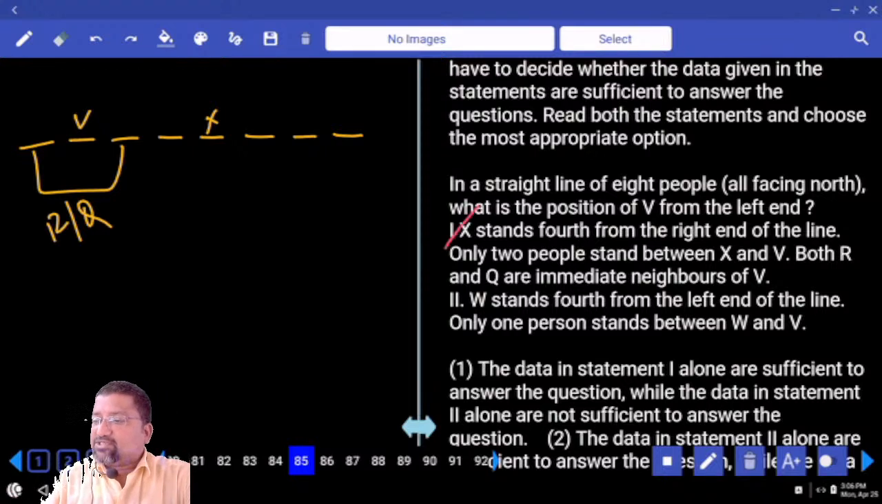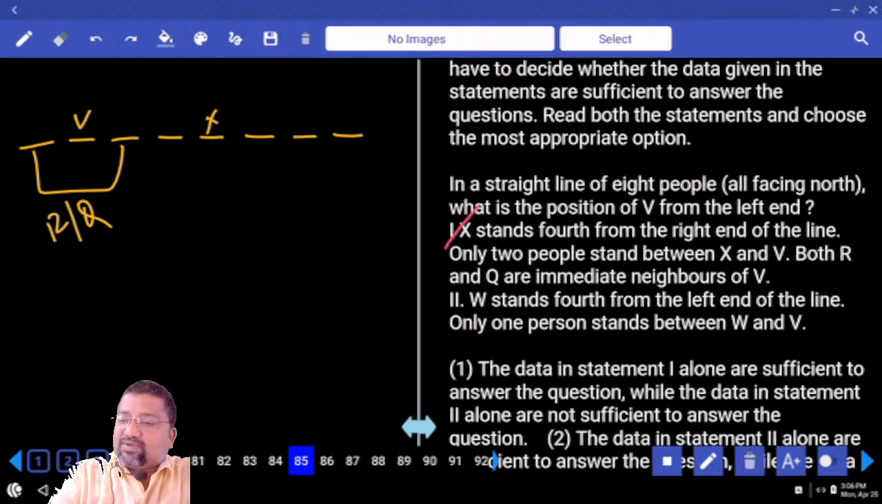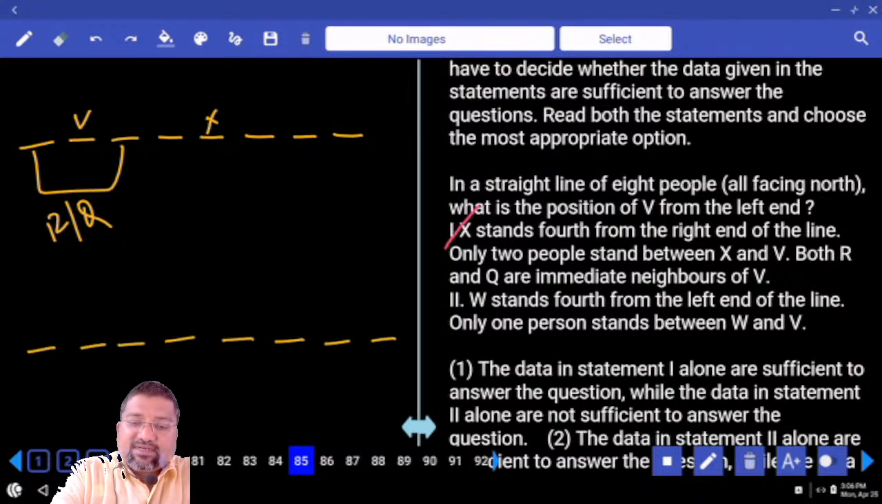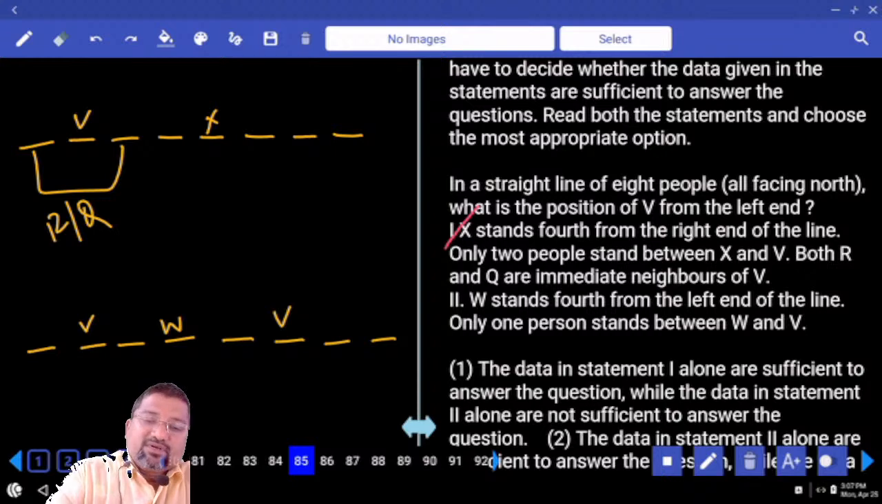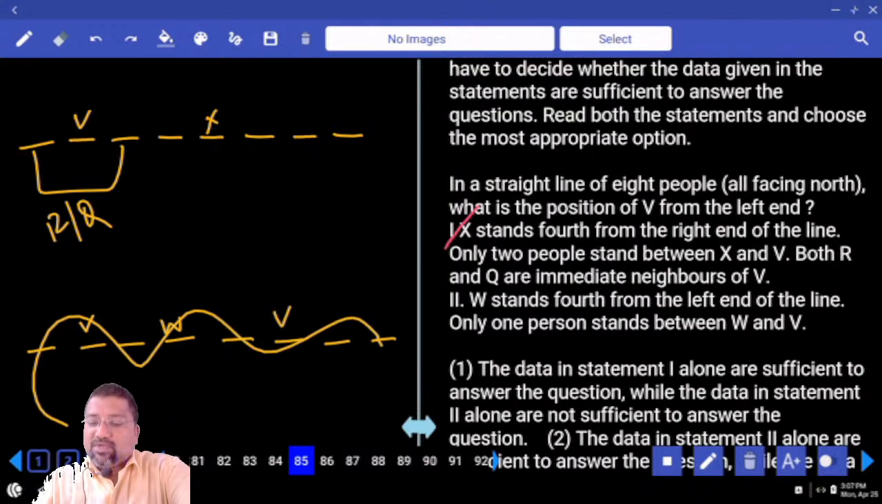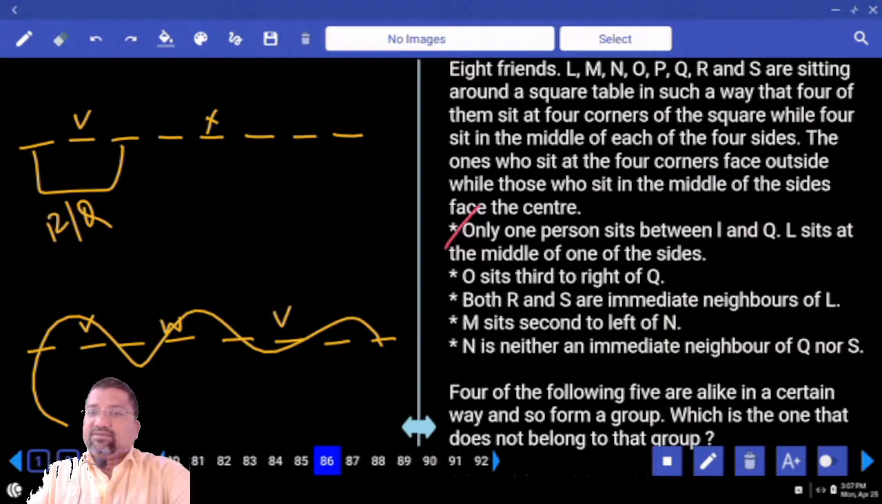Yes. Next question. W stands fourth from the left hand. 1, 2, 3, 4, 5, 6, 7, 8. Only one person between W and V. How many possibilities? 2. Will I get the answer from 2? No. So only one is sufficient to answer the question.